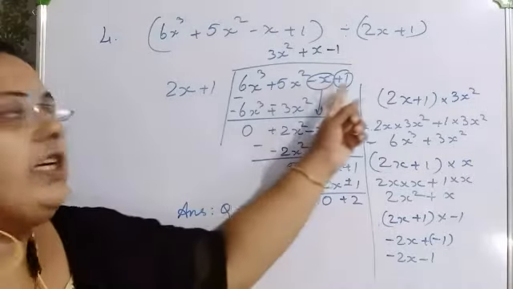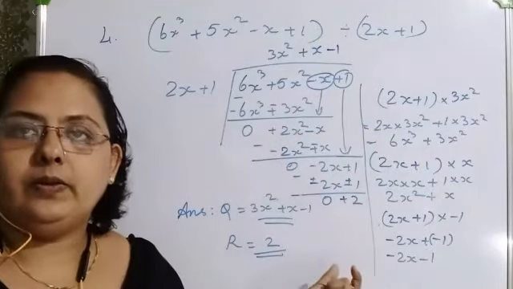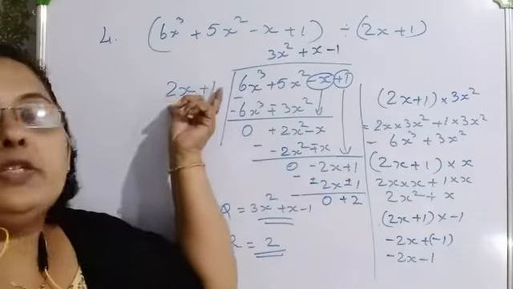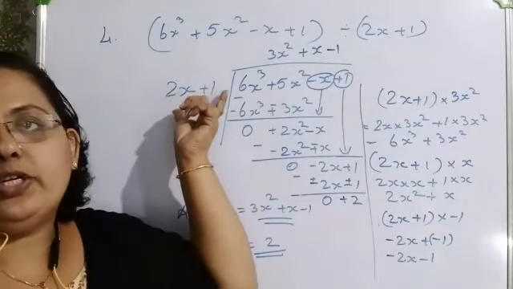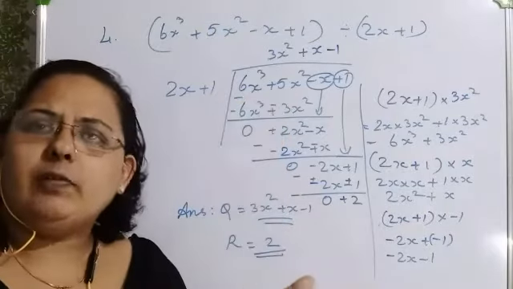So here 4 terms were there. Only one by one the terms will be brought down, not together. Here we are taking it together because we are having two terms in the divisor. That's why we are taking the first two terms, just like the normal division.